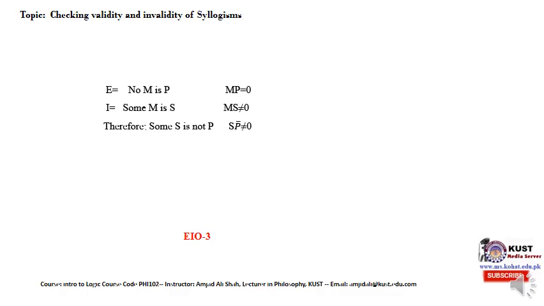Now, apart from ordinary language, suppose I say check the validity of the syllogism EIO3, this is the form. So any argument with different terms, middle and minor and major term, could be in this form. But in the symbolic form, it would be like this. The form is the same. No M is P, MP is equal to 0, some M is S, MS is not equal to 0, therefore some S is not P, SP bar is not equal to 0.